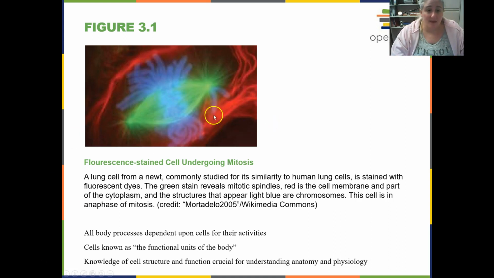This is a figure from your textbook that's showing a lung cell undergoing mitosis. So you can see the chromosomes right here kind of lining up at that metaphase plate. Or actually, they're starting to pull apart, I guess. I see that now. So they're lined up here at this metaphase plate, but do you see how these spindle fibers are moving away? That means that they're actually in anaphase. Okay?